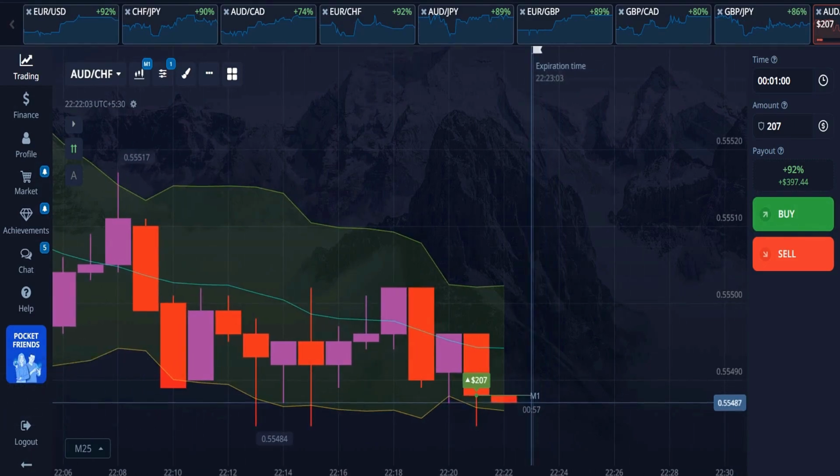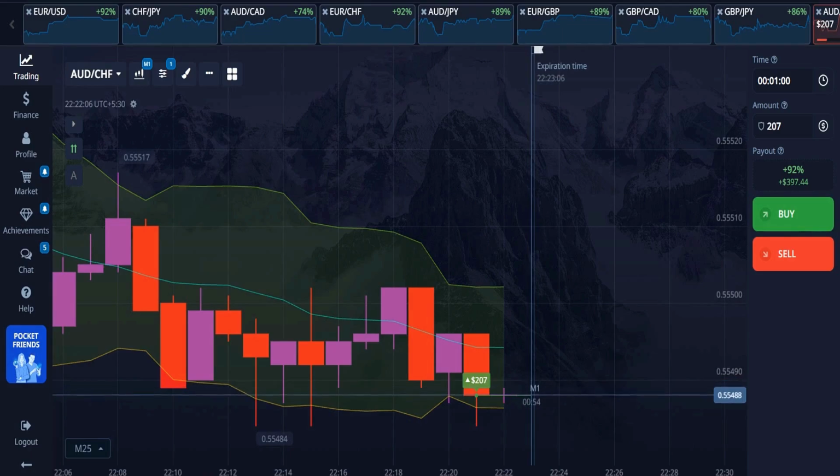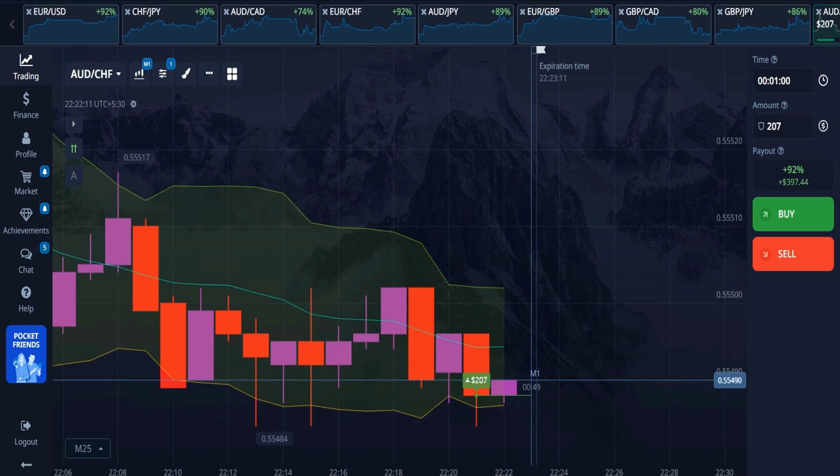Now let's take a look at this new setup on the chart. Here, the price has closed below the middle line of the Bollinger Bands, which is exactly where we look for a buy trade opportunity in this strategy. We can clearly see two hammer candlestick patterns have formed. One is bullish and the other is bearish.